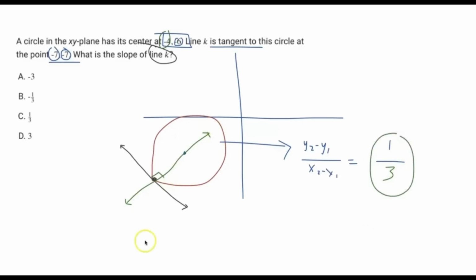Which makes sense because if you look at the diagram, it is positively linear, and therefore a positive slope like 1/3 makes sense. So then what is the slope of line K? Well, we just need to take the opposite reciprocal, and the opposite reciprocal here is going to be -3. And therefore, our answer choice is going to be A.